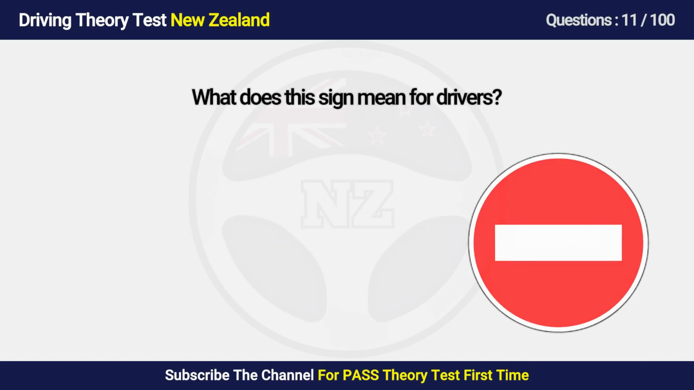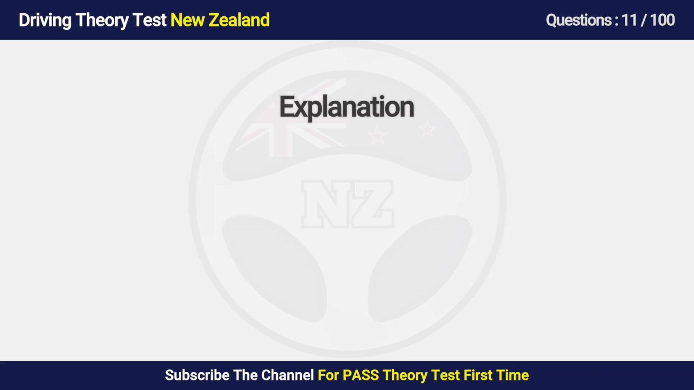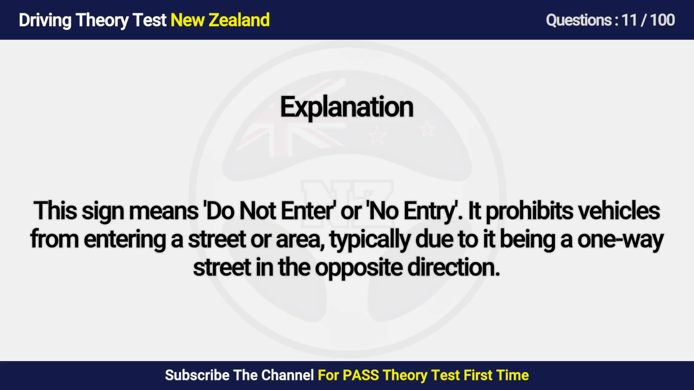Question 11. What does this sign mean for drivers? A. Give way to all traffic. B. No entry for any vehicle. C. Parking is prohibited. D. One-way traffic ahead. Answer is B. No entry for any vehicle. This sign means do not enter or no entry.